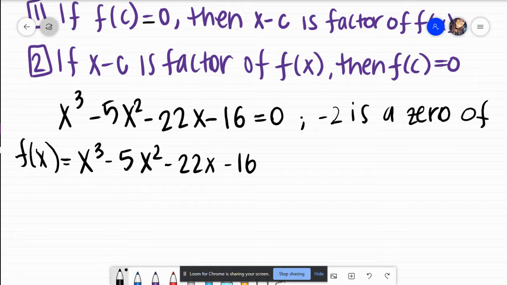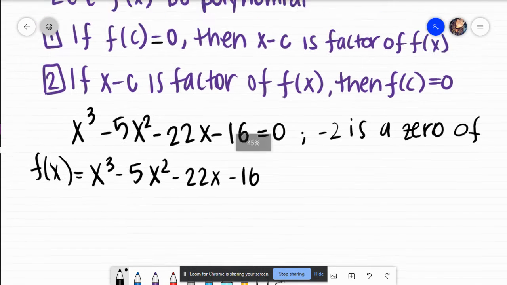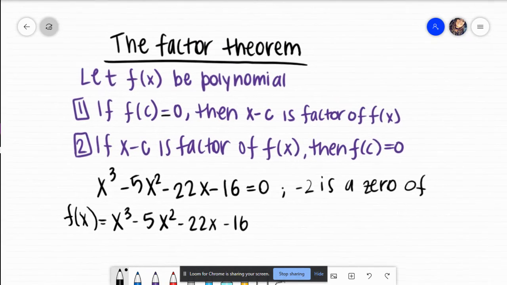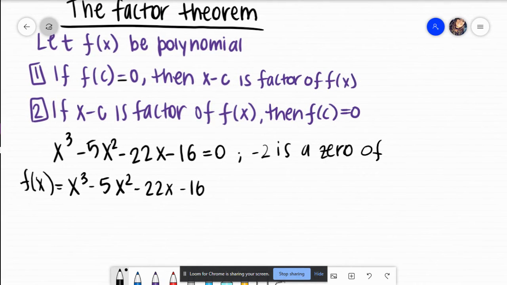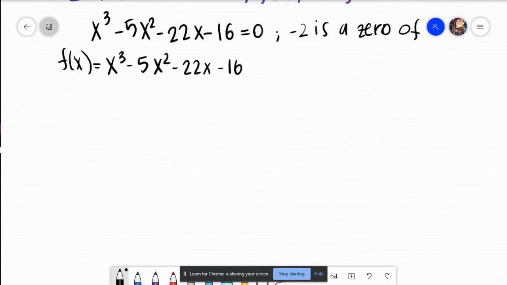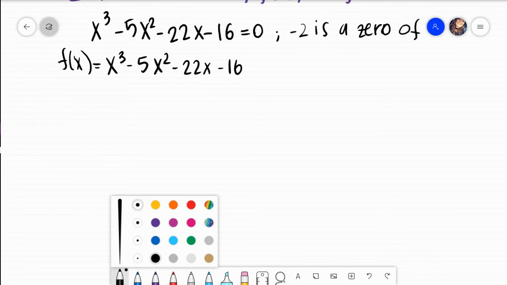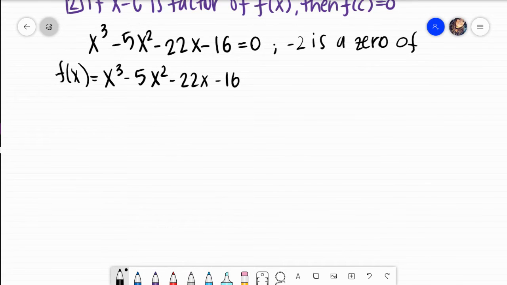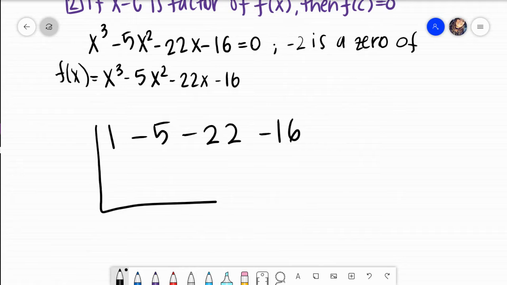And what that means is if we have a factor of f of x, then obviously if we divide, we're going to get a remainder of 0. So let me go ahead and do this. I'm just going to scoot up, y'all. Hopefully it'll make more sense whenever I actually do it. We're going to write our coefficients, which are 1, negative 5, negative 22, negative 16.